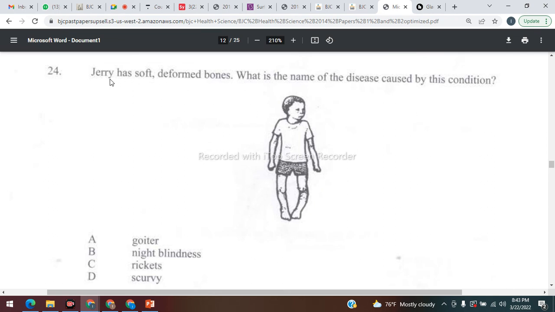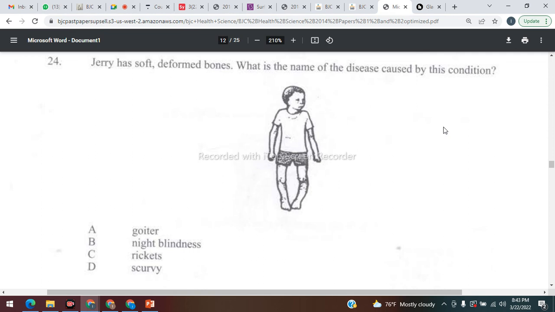Anyway, Jerry has soft, deformed bones. What is the name of the disease caused by this condition? Rickets. That was the easiest one. Well, I don't know what that is. Well, now you know. Your bones are soft and brittle. Newborn babies have soft bones though. All right, number 24, remember it's rickets.